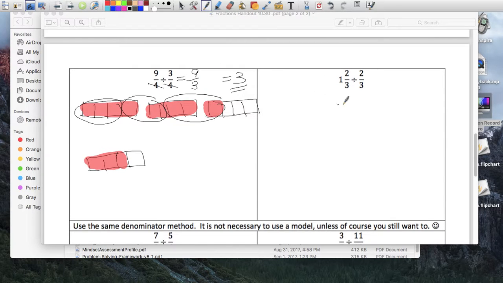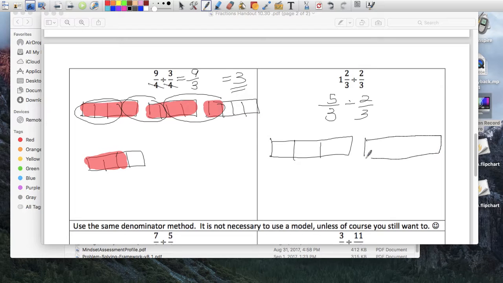1 2/3, let's change that to an improper fraction. 3 times 1 is 3, plus 2 is 5, so you get 5/3 divided by 2/3. Let's draw that. 1, 2, 3, 4, 5. Nope, sorry, that's wrong. We've got to cut it into thirds. 1, 2, 3. Cut another one for 1 2/3. At the bottom, 2/3. So let's show what 5/3 is: 1/3, 2/3, 3/3, 4/3, 5/3 right here. And then the bottom is 2/3.